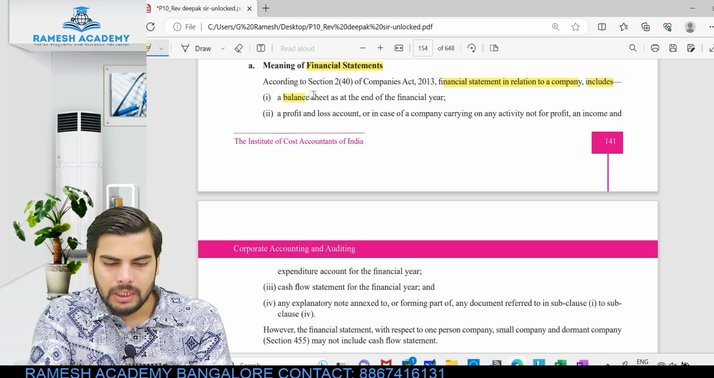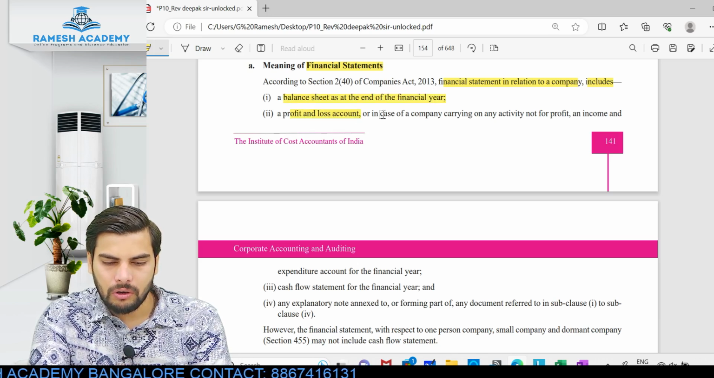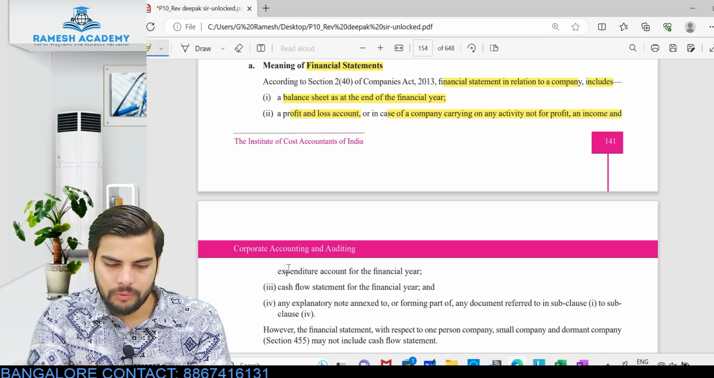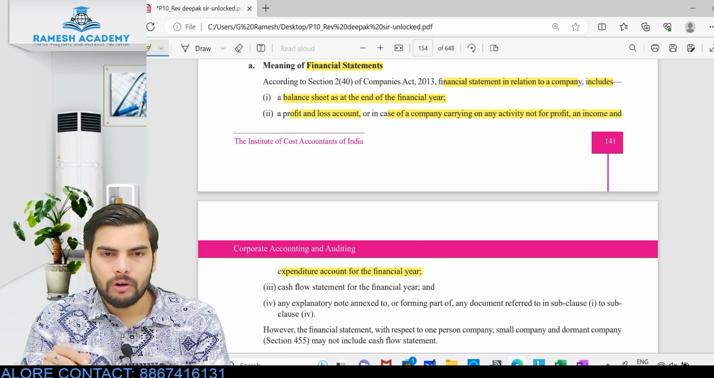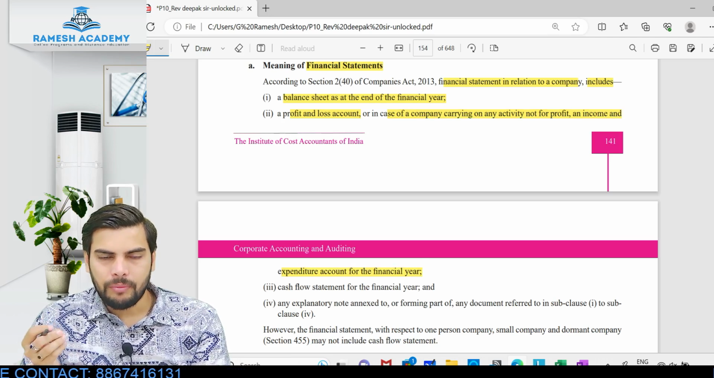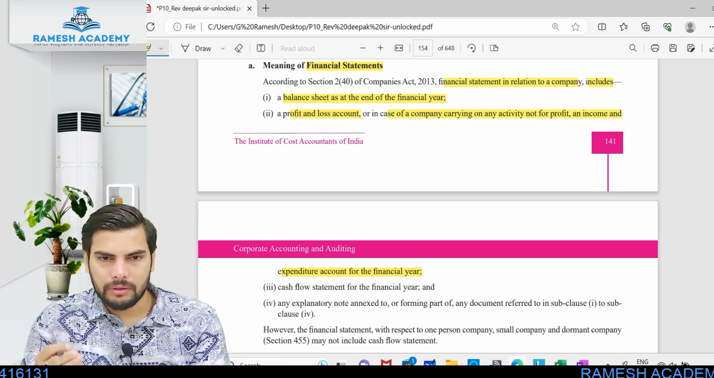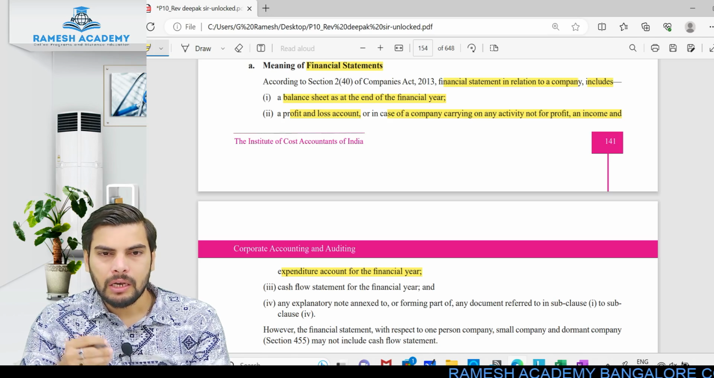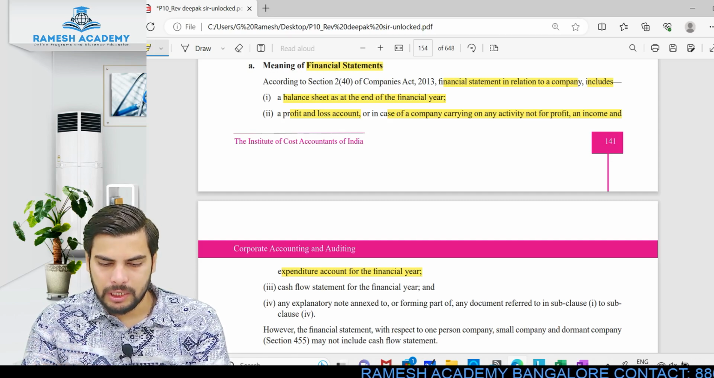A balance sheet which is prepared at the end of the financial year. A profit and loss account, or in the case of a company carrying on any activity not for profit, an income and expenditure account for the financial year. See, profit-making entities will always be preparing a P&L account, whereas non-profit organizations will normally be preparing a receipts and payments account, an income and expenditure account, and a balance sheet. Clear? So for a profit-making entity, it would be a P&L account. For a non-profit organization, it would be an income and expenditure account.